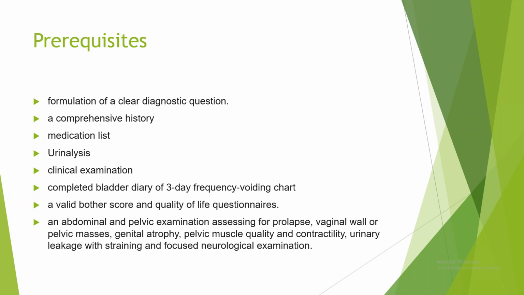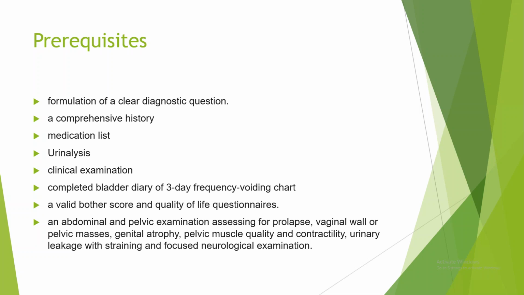Then you have to review the medication list, whether she is on any antimuscarinic drugs, whether she is on mirabegron, whether she is on any anticoagulants or any other risky medications, where you should not do the invasive testing. The next thing is you have to do the urine analysis to rule out infection. Urine dipstick test to rule out infection, because if infection is there, you have to abandon the study and you have to treat the infection first.